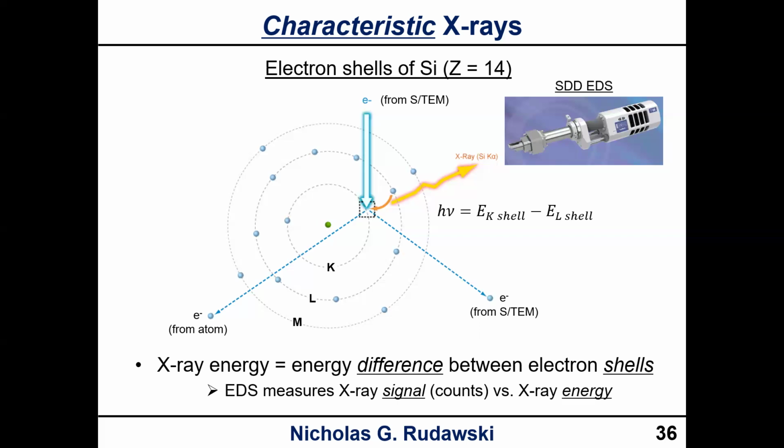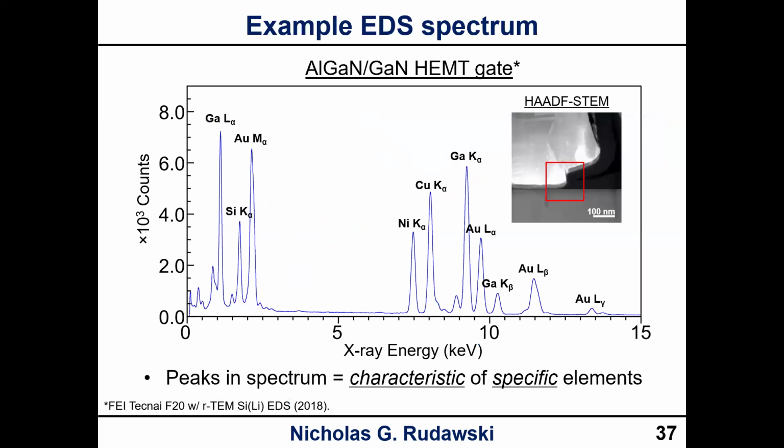Which we'll see here in a minute. But anyways, this is what EDS measures. It measures X-ray signal versus X-ray energy. Okay, so this is an example EDS spectrum that I took a long time ago, but I still like to use this as my baseline example because it just has a lot of different elements present, and it shows a lot of this really well.